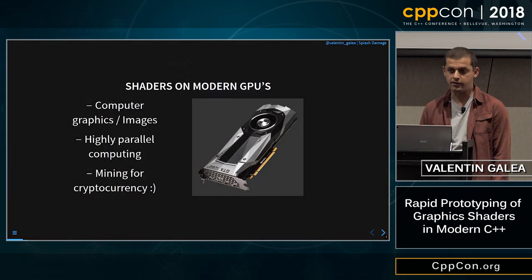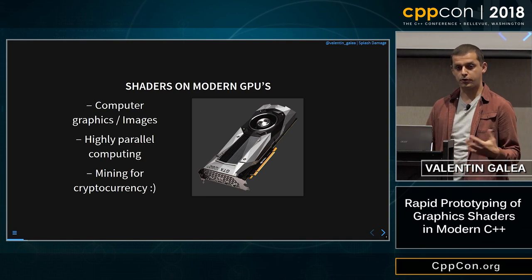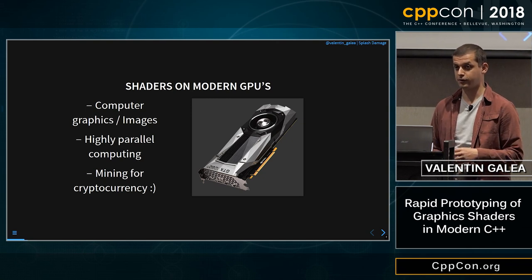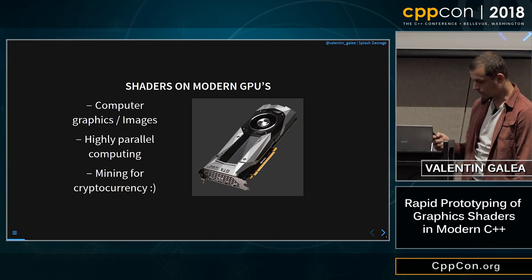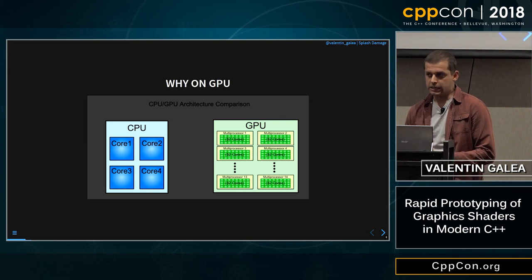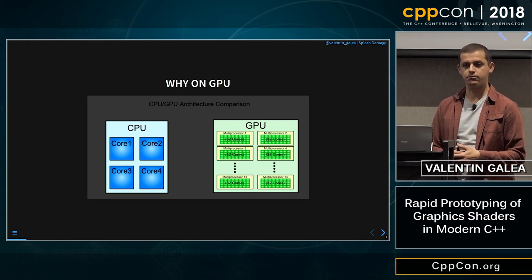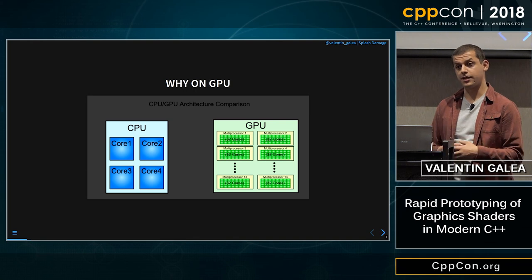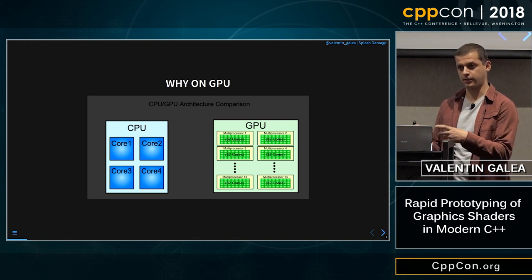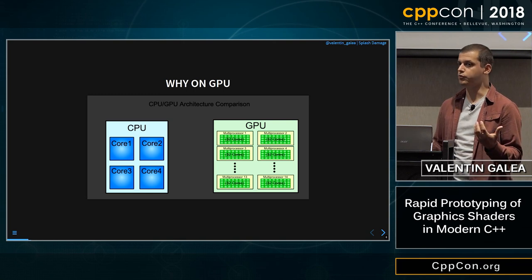How about now? Well, now we have these beefy GPU cards sitting in our desktops or even our phones. They do amazing computer graphics, image manipulation, highly parallel computing, and as we recently discovered, they're very good at mining for cryptocurrency as well. Why on GPU though? You might well know this by now. I'm just gonna quickly reiterate the difference between a CPU and a GPU. So depending on your money, a CPU has a couple of cores, 6, 18, 24, 32, whatever. Whereas a GPU has hundreds of these cores or compute units or whatever the manufacturer calls them, which are perfect at executing the same instruction over large amounts of data, thus achieving super huge workloads.